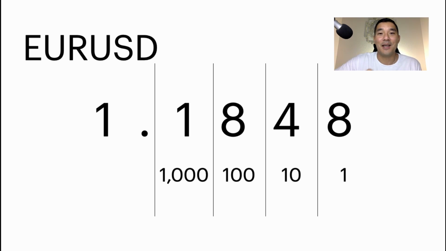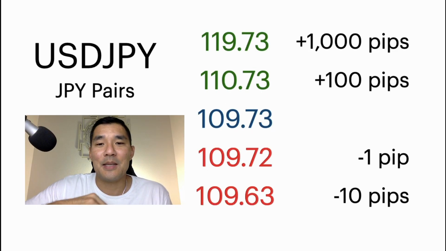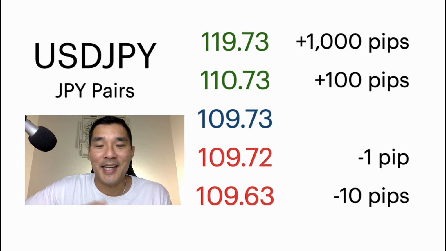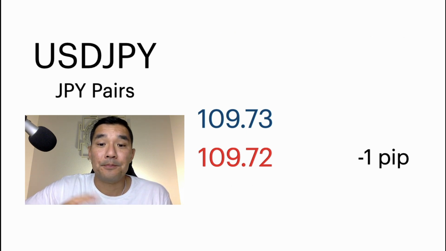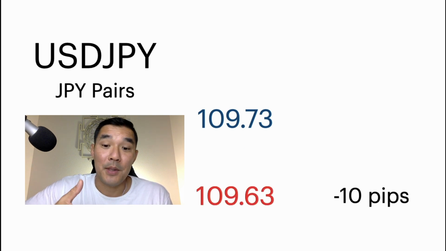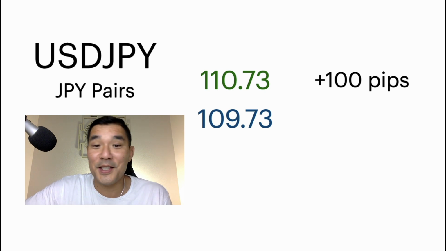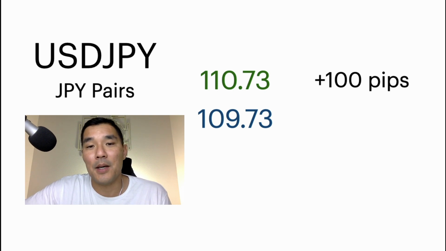Now let's move over to the Japanese yen pairs. Okay, similar thing here, except there's 2 decimal places. So let's take a look at the USD Japanese yen, and the current price right now is 109.73. That's the number in the middle. So if it went down 1 pip, it would go to 72. If it went down 10 pips, it would go to 63. And then in the other direction, if it went up 100 pips, that would go from 109.73 to 110.73.